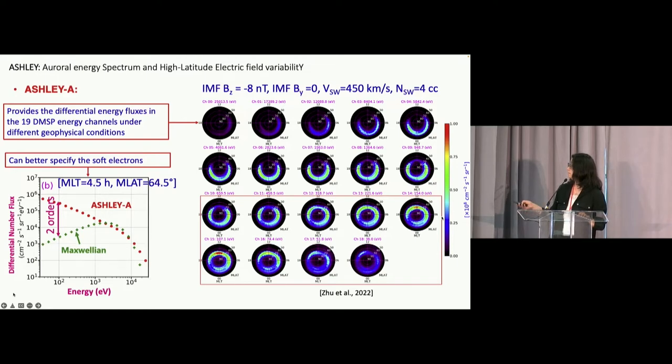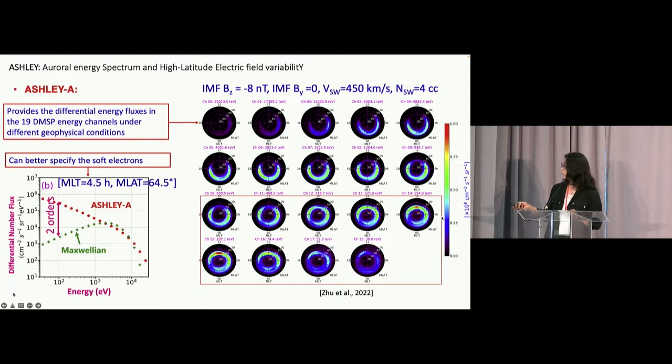The bottom two panels roughly represent the distribution of the soft particles. If you compare the distribution of soft particles with the keV particles, they're quite different. For example, the 154 eV channel has a peak close to the cusp region. Maybe it's safe to say the dayside polar cap region. Meanwhile, the latitudinal distribution is closer to higher latitude than the auroral zone shown in the keV particle precipitation, so it goes to higher latitude and could peak on the dayside polar cap region.